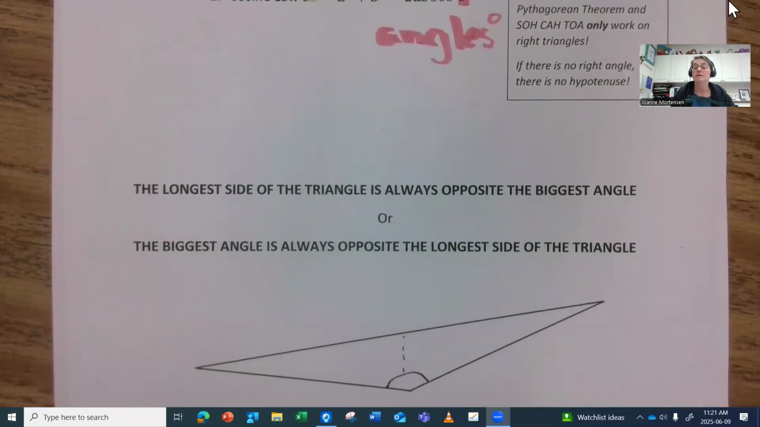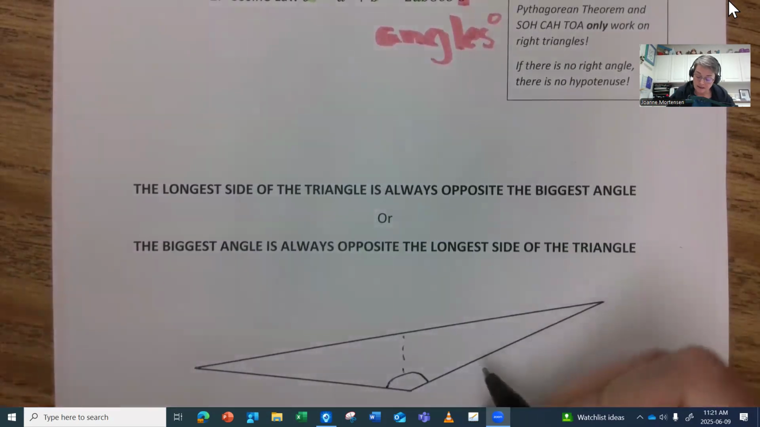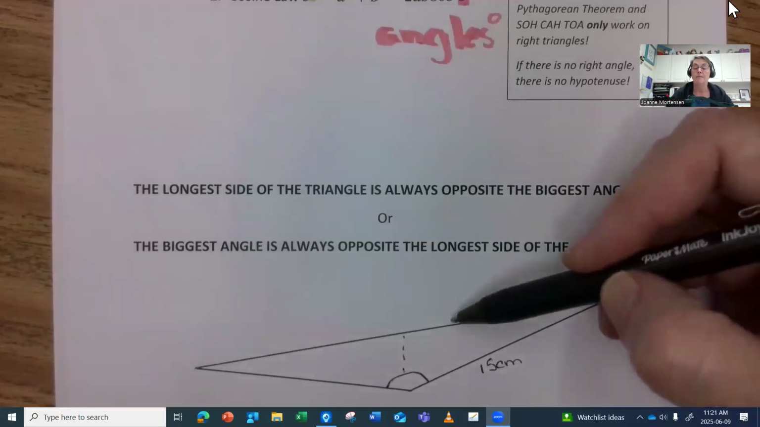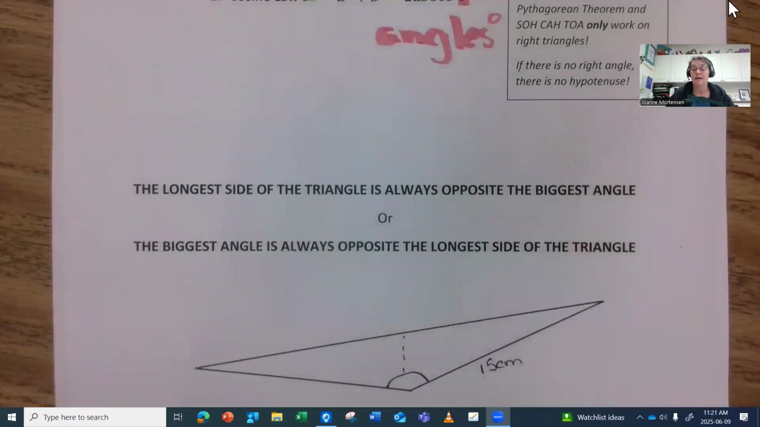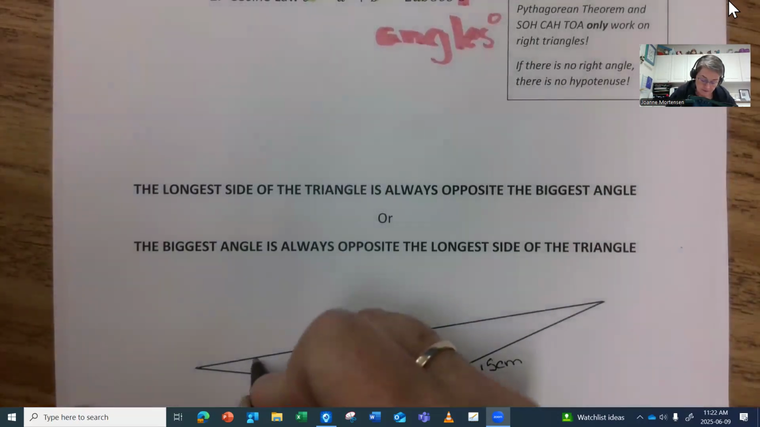It doesn't necessarily mean your answer is right, but it can tell you when your answer is wrong. So let's say this was 15 centimeters and I did some calculations and this one came out to be 12. I don't know what it is, but it's not 12. Whereas if this came out as 20, at least that's a possible answer. 12 is nothing at all. It also works for the smallest: if you can find the smallest angle, it's across from the smallest side.